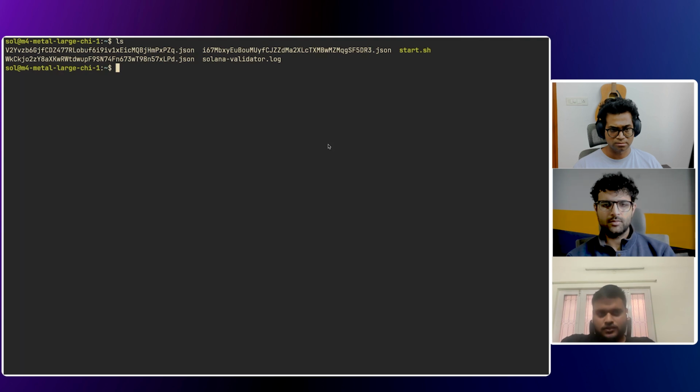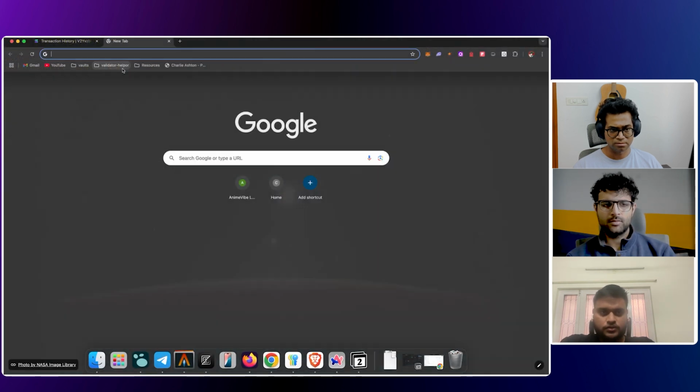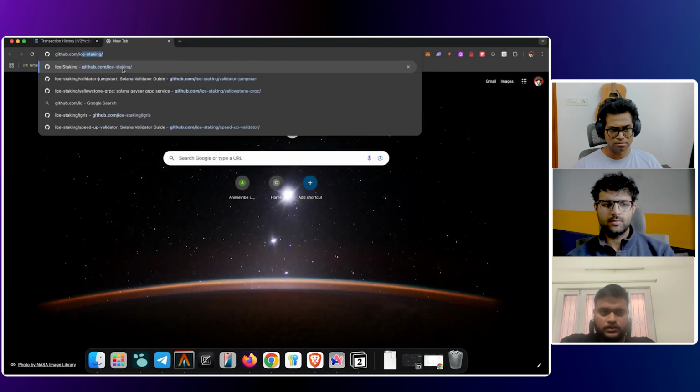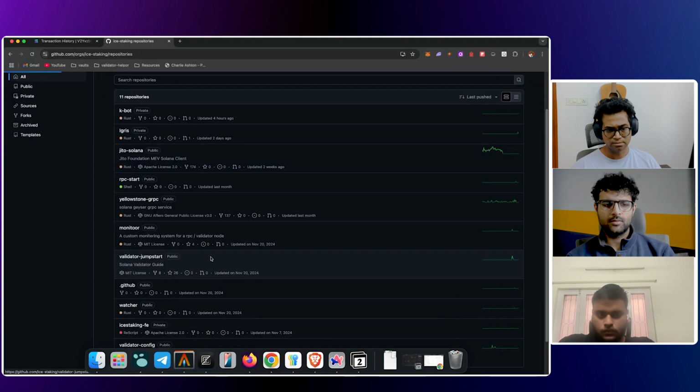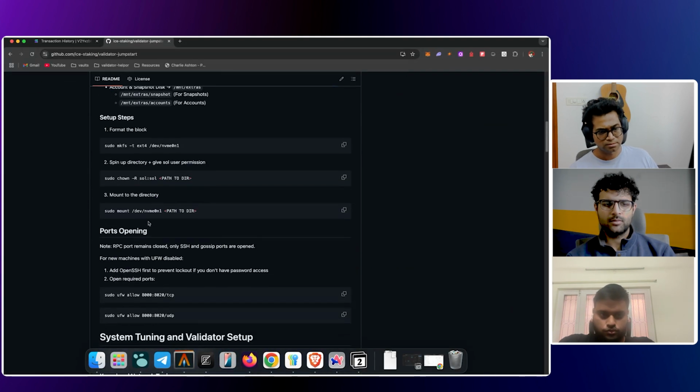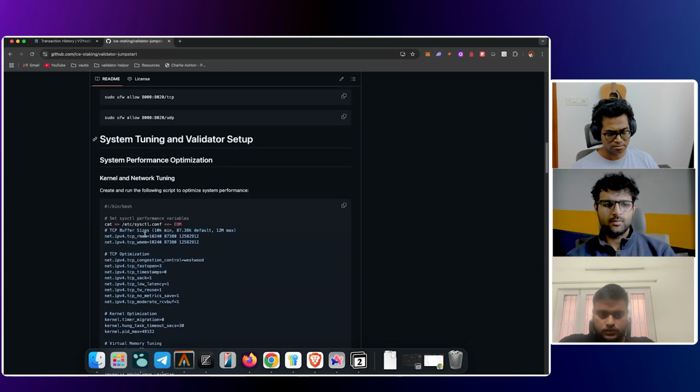And then the main file, there's some system config as well that I did. I can show you that as well. It's basically what I usually do. So I wrote a guide to handle this.